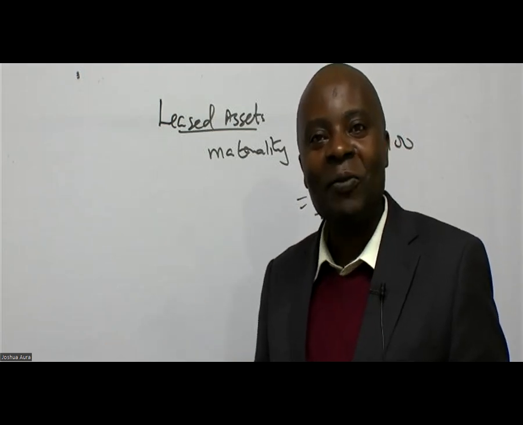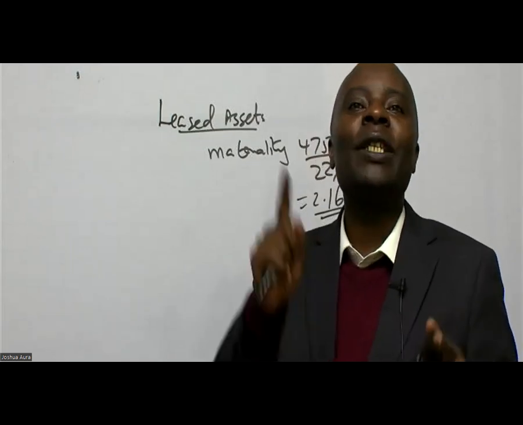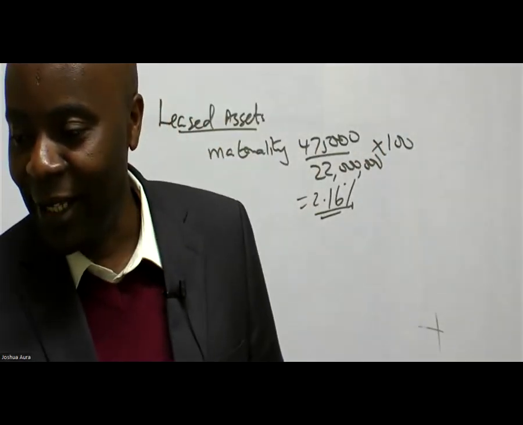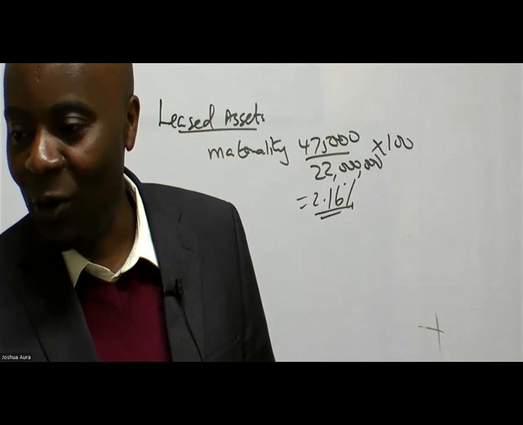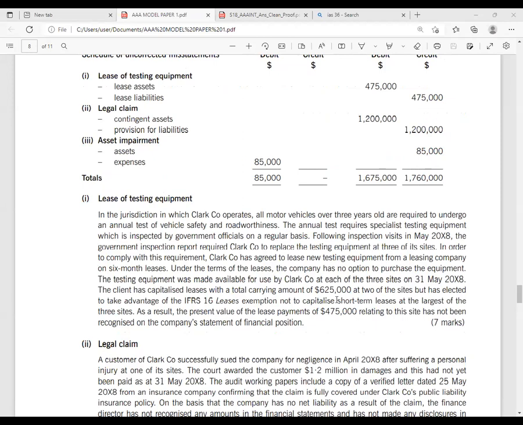So in this case, ladies and gentlemen, look at the other 2 sites. They decided to include the 675,000 figure. Was it 675 or 625? Let's see. We are told that it is 625 actually. Under the terms of the lease, the company has no option to purchase the equipment. The testing equipment was made available for use by Clark Company at each of the 3 sites on the 1st May 2018. The client has capitalized leases with a total amount of 625.